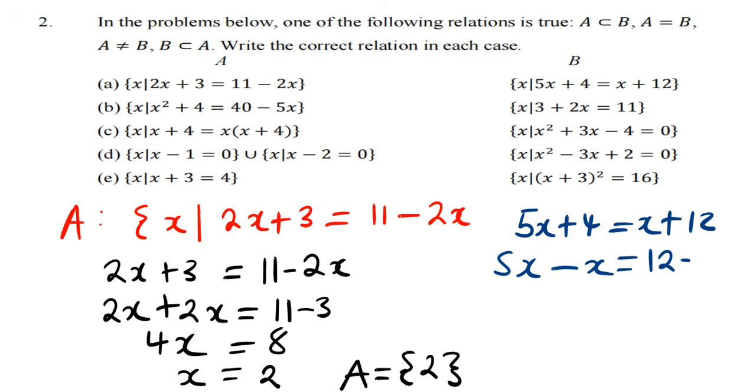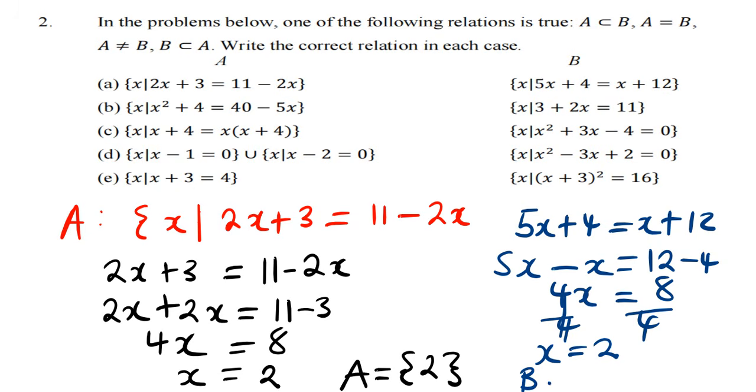So I'm going to have negative 4. 5x minus x, that is 4x. That will be equal to 12 minus 4, that is an 8. Then when I divide by 4 on both sides, I'm just going to have my x to be equal to 2. Okay, therefore we're able to see that B is also equal to 2.